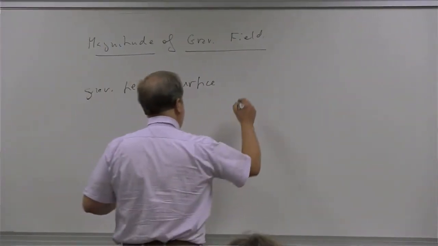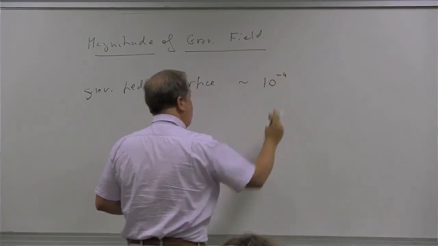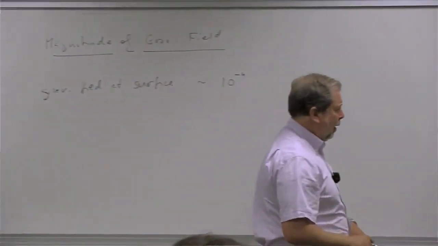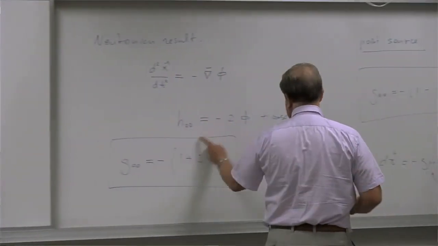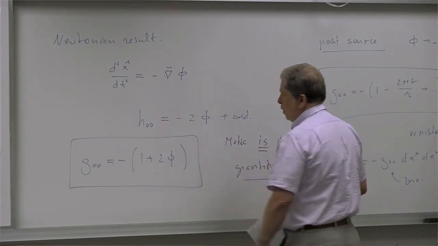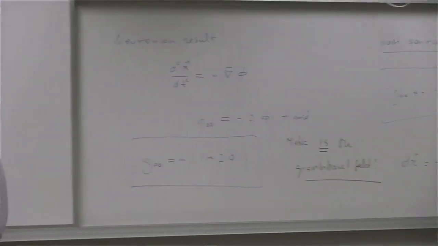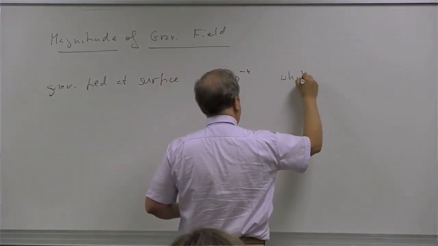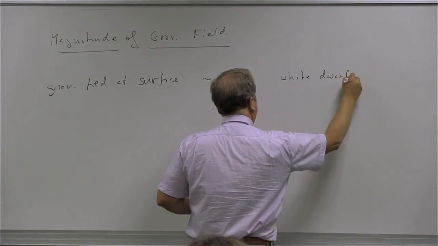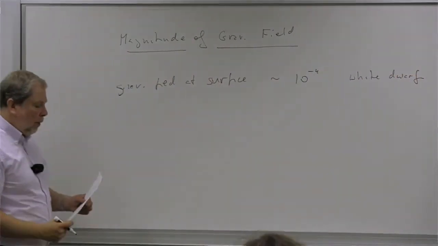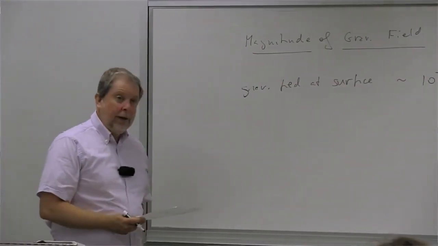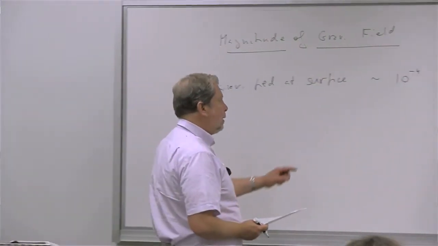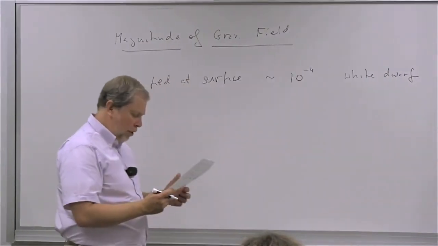Well, it is 10 to the minus 4. Remember, it's a dimensionless number, the phi. It's clear here because it's compared to 1. So it is a dimensionless number, and it is 10 to the minus 4 on the surface of a white dwarf. So a white dwarf has a fairly sizable gravitational field on its surface. Not overwhelming, because this is still a somewhat smallish number.